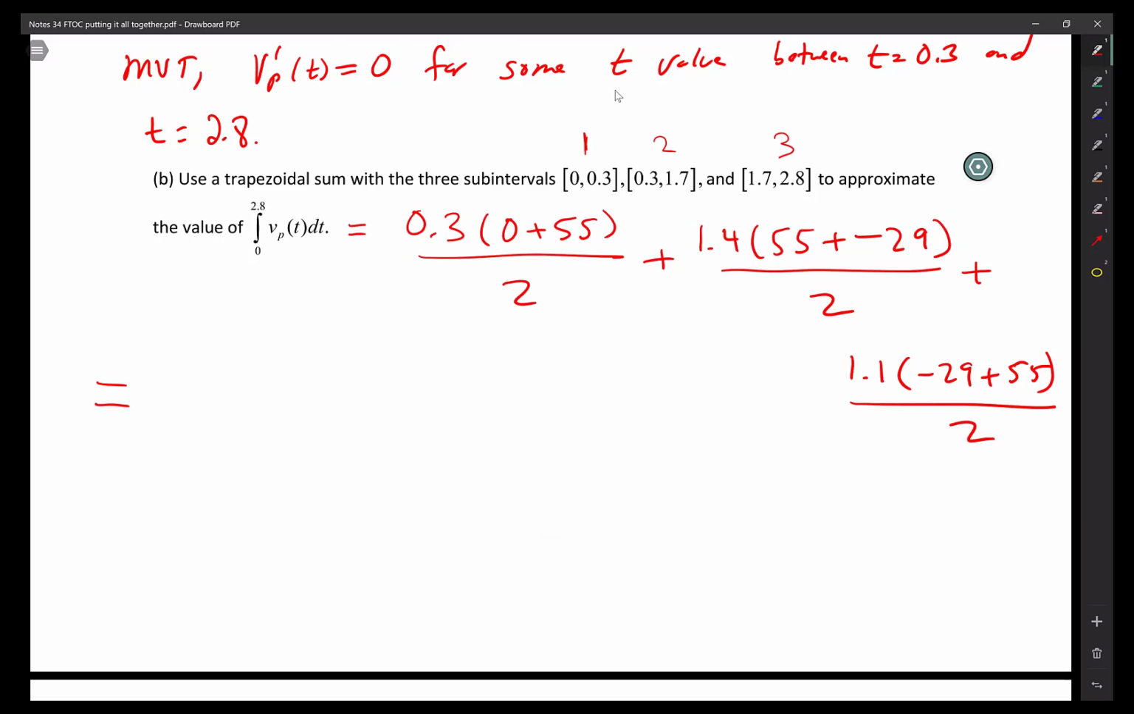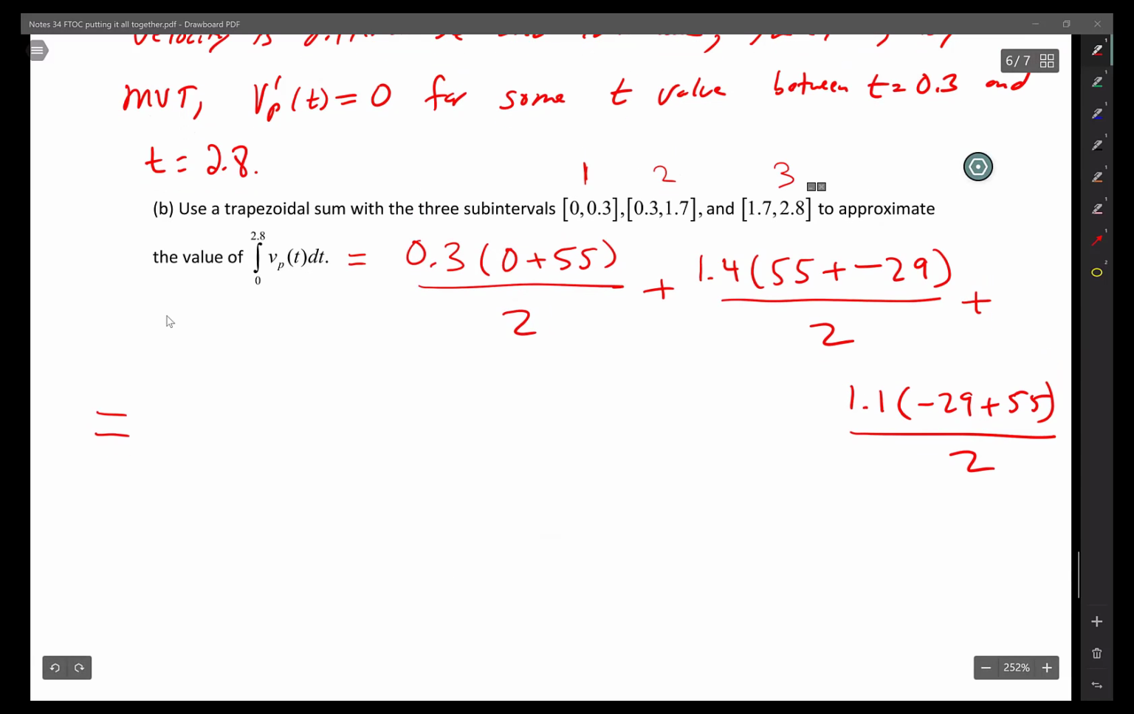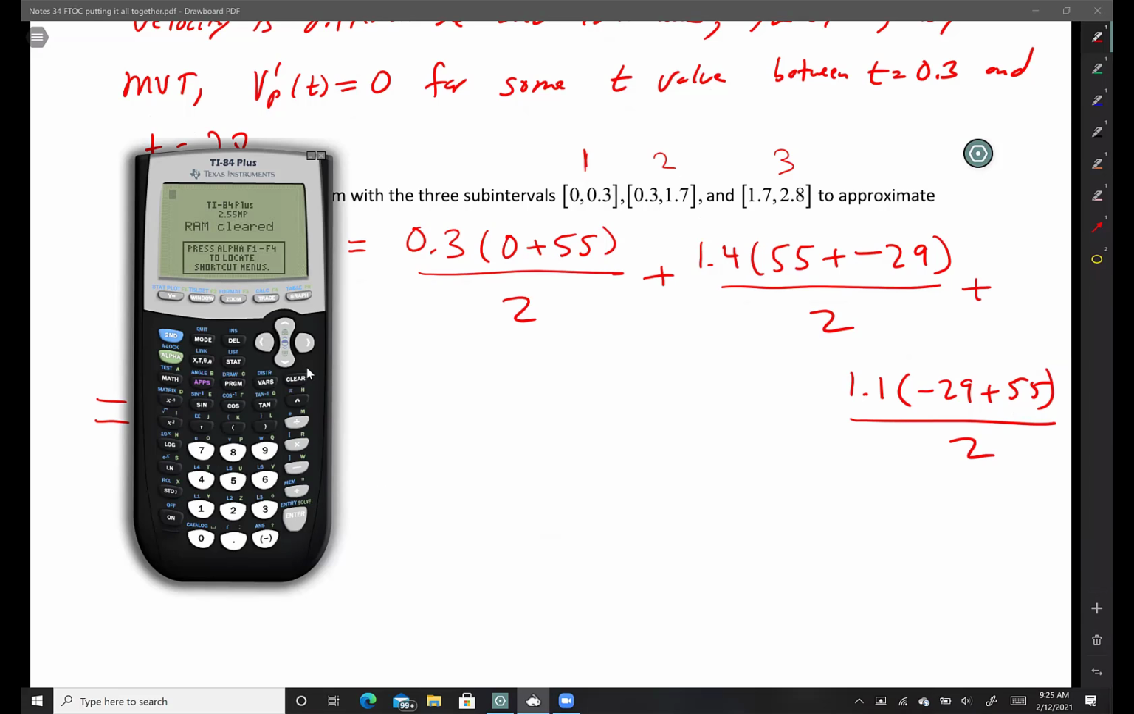So let me use my calculator here. I'm going to take it out, and let me put it here so you guys can see what I'm doing. All right. Here's my little calculator. Hopefully you guys can see that. I'm just going to type it in, guys. 0.3, parentheses, 55, close it, divided by 2. Plus, and there is a way to format it to look exactly like this, but I'm pretty sure I'm safe right here. 1.4 parentheses 55 plus a negative 29, close it, divided by 2, plus 1.1, open, negative 29, plus 55, close it, divided by 2. And let's see what I get. I get 40.75. So there it is.